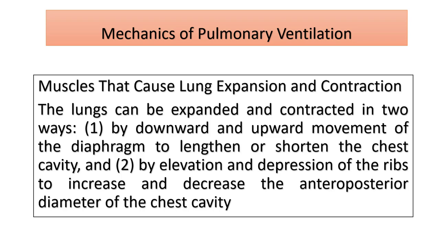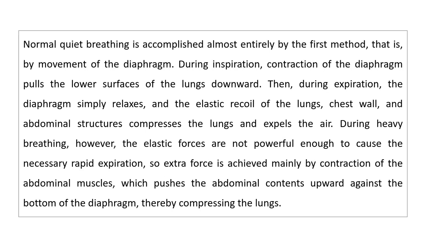Mechanism of pulmonary ventilation. Muscles that cause lung expansion and contraction. The lungs can be expanded and contracted in two ways: by downward and upward movement of the diaphragm to lengthen or shorten the chest cavity, and by elevation and depression of the ribs to increase and decrease the anterior posterior diameter of the chest cavity. Normal quiet breathing is accomplished almost entirely by the first method, that is the movement of the diaphragm.